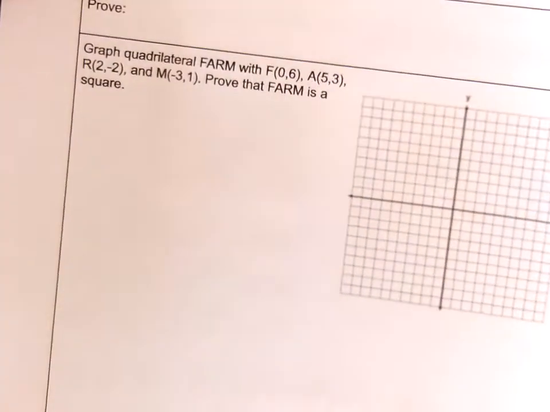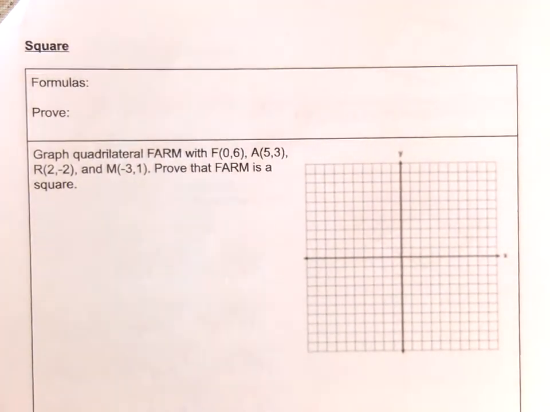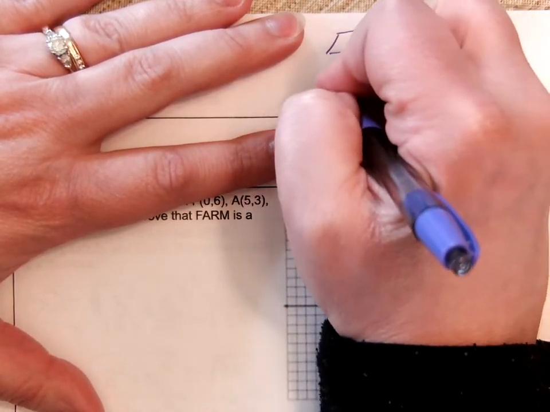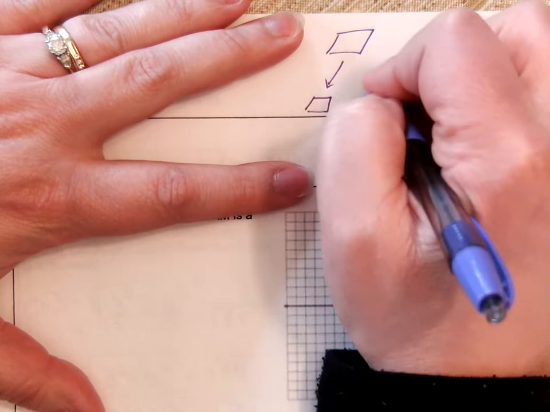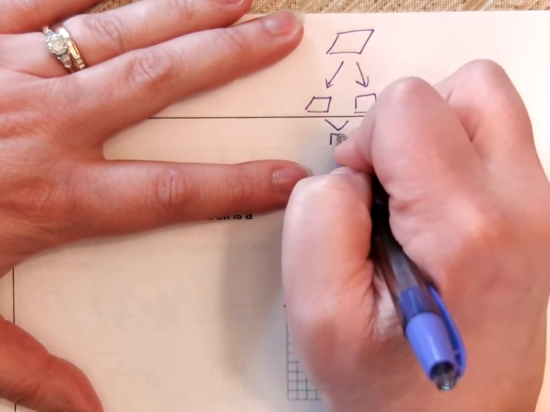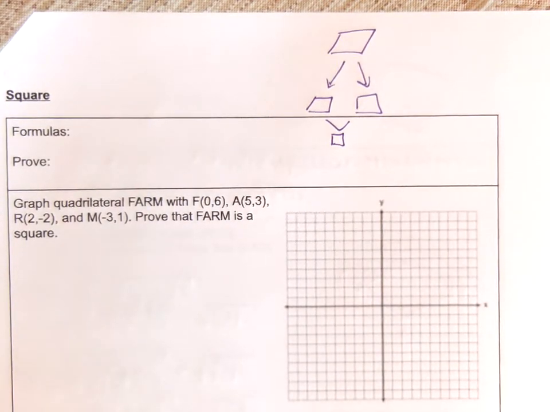So a square probably has the most work out of all of them because if you remember our little family tree, the parallelogram branches out and you can get the rhombus or you can get the rectangle, and then those two merge into our square. So the square is going to have the properties of our rhombus and our rectangle. So we're going to have to do both formulas.